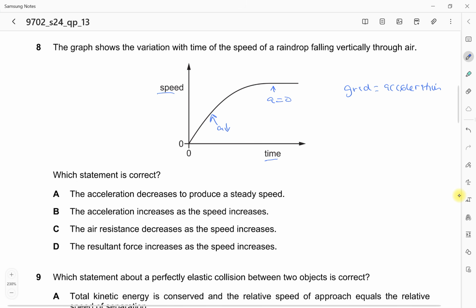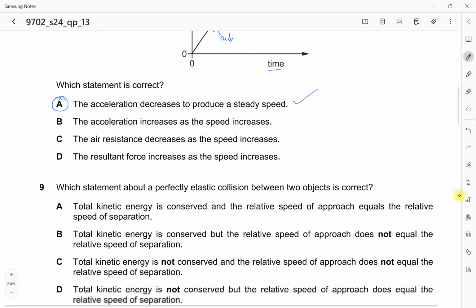So which statement is correct? The acceleration decreases to produce a steady speed. Of course, I think the answer is automatically going to be A. Because the gradient is decreasing, the acceleration is decreasing, and at the point where the line becomes horizontal, the acceleration is equal to zero. Remember, the gradient is the acceleration. So the answer is automatically A.